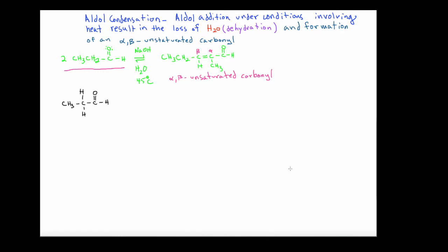Make sure you see video number 1 that outlined the aldol addition, where we have the combination of two aldehydes to form what's called an alpha-beta hydroxy carbonyl molecule. Now, the only difference between an aldol addition and an aldol condensation are the conditions.